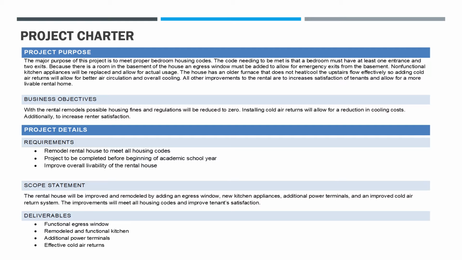So next we're going to get into some project details. Some requirements are to remodel the rental house to meet all housing codes, the project to be completed before the beginning of the academic school year, and to improve overall livability. Next, we're getting to the scope statement. The rental house will be improved and remodeled by adding an egress window, new kitchen appliances, additional power terminals, and an improved cold air return system. The improvements will meet all housing codes and improve tenant satisfaction. So just a brief overview of some deliverables. We need a functional egress window, a remodeled and functional kitchen, additional power terminals, and effective cold air returns.